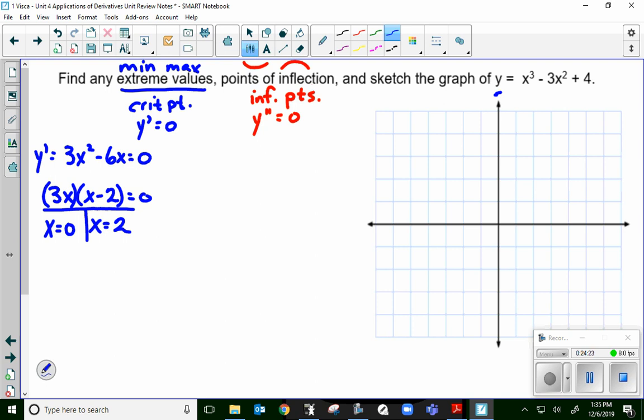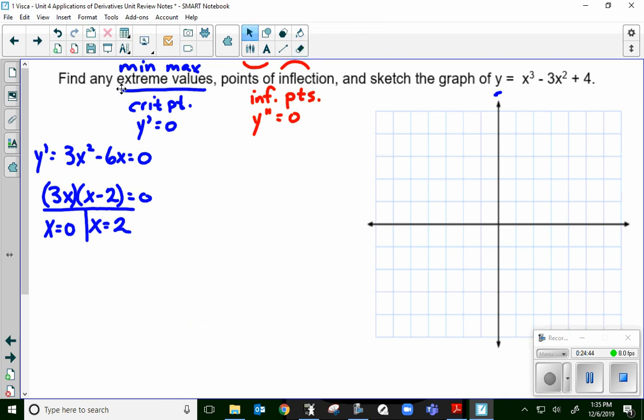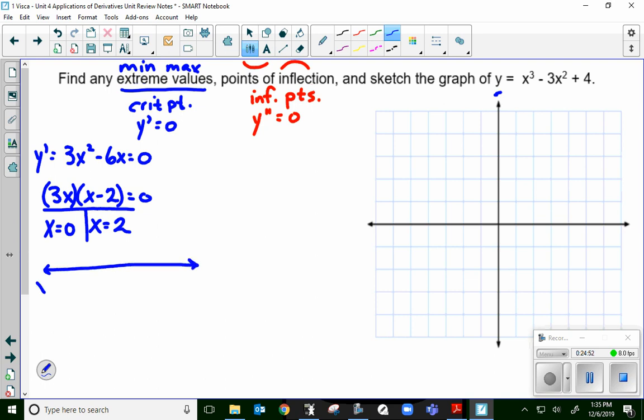Okay, so I'm going to put this on a number line, because remember, I have to have a positive slope to a negative slope around my critical point, and that's a max. If I have a negative slope to a positive slope around my critical point, that's a minimum. So I need to create a number line. I'm going to put my two x values where I have critical points, at 0 and at 2, and I know that my first derivative is equal to 0 at those two values.